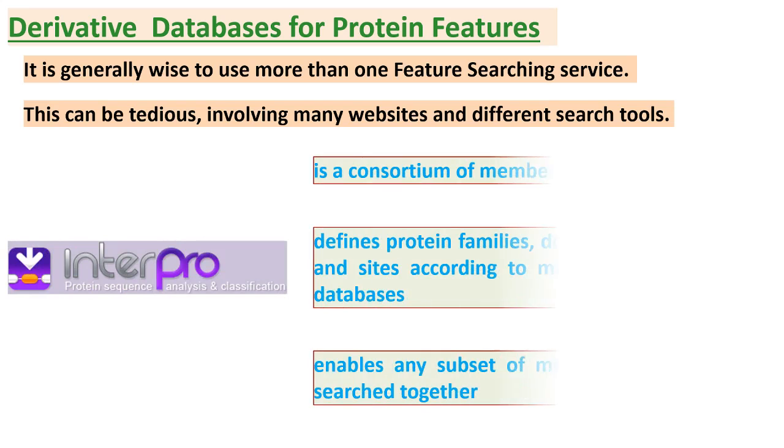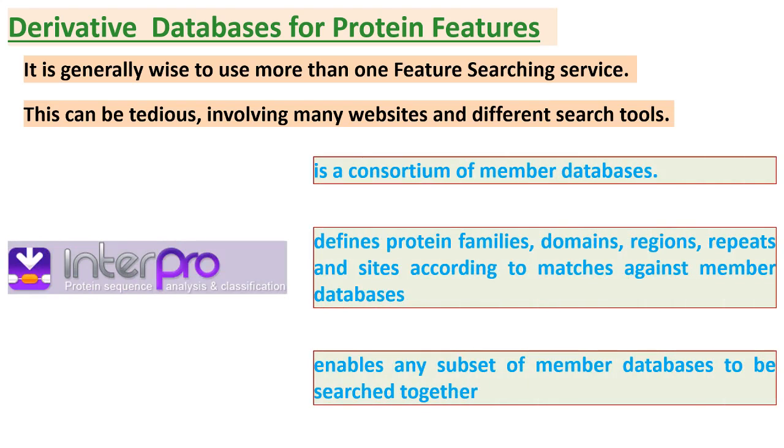InterPro is a resource that allows easy access to the correct combination of feature-serving services for any occasion. InterPro does not have its own domain or motif models. Instead, for each potential feature, it selects appropriate searches from a wide range of options, including all of those mentioned in the previous slide, and runs them. If sufficiently encouraging results are obtained, it reports a potential feature site.